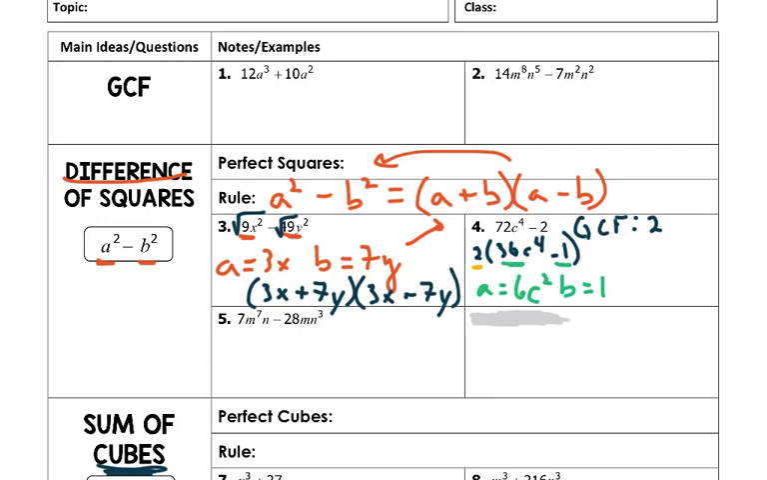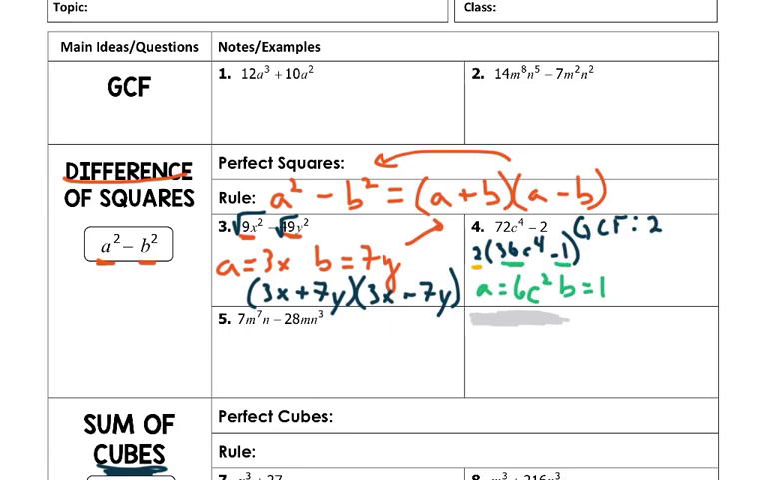6 multiplies together twice to get 36. C squared multiplies together twice to get c to the 4th. And for our B term, 1 multiplies together twice to get 1. All right. Again, it's a difference of squares because there's a subtraction sign in between the 2 terms. I wish I could say, do you understand so far? All right. Let's move forward then.